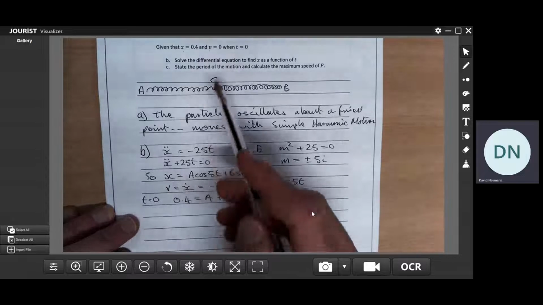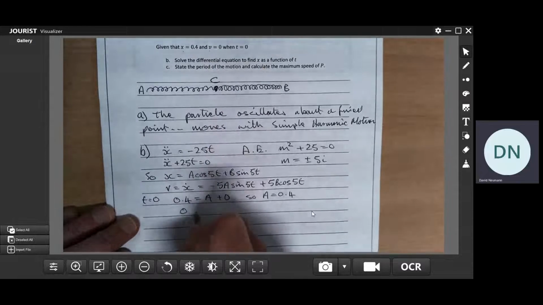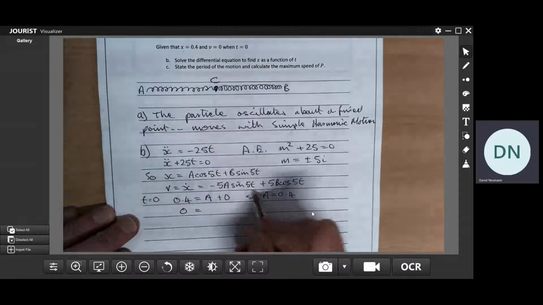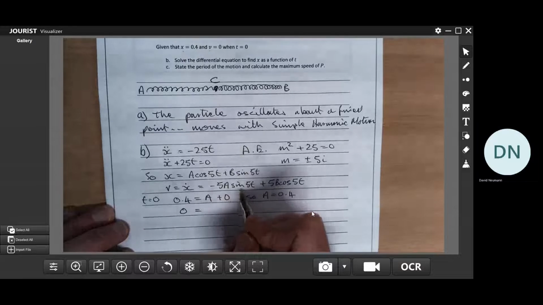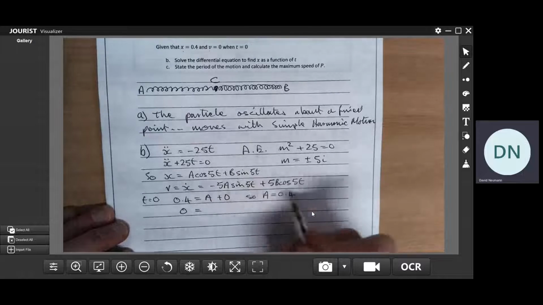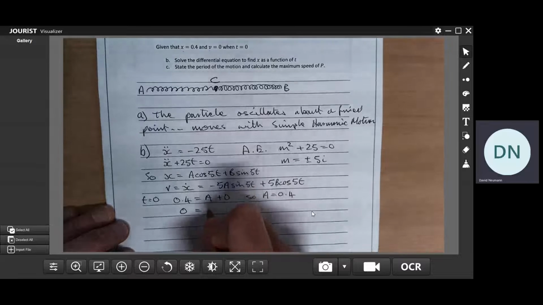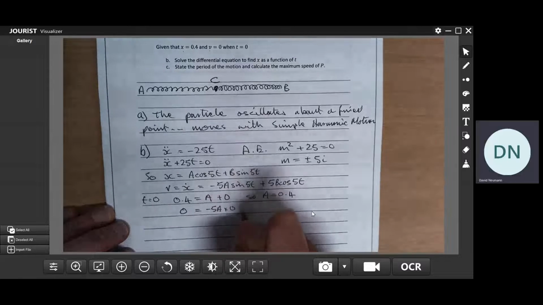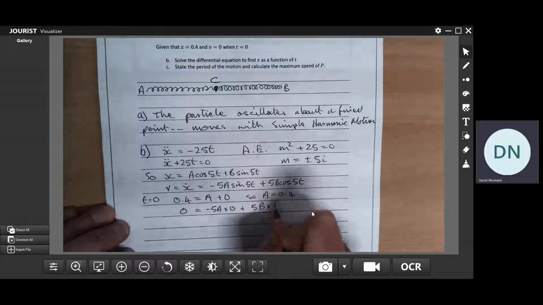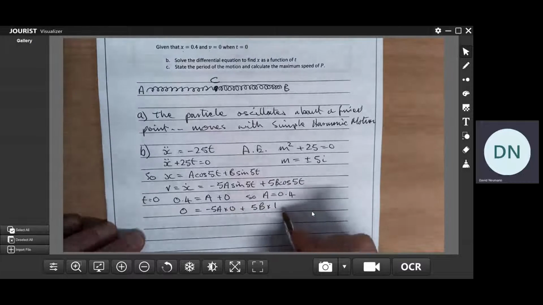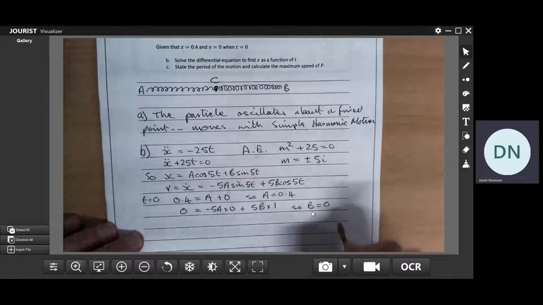And then we've also got velocity v equals 0 when t equals 0. So we've got 0 is equal to, well, sine of 0 again is 0. So we've got minus 5a times 0 plus 5b times 1. Cos of 0 is 1. So b is equal to 0.